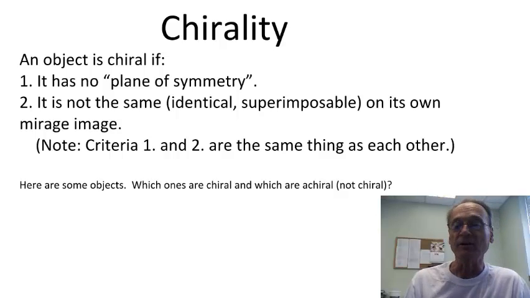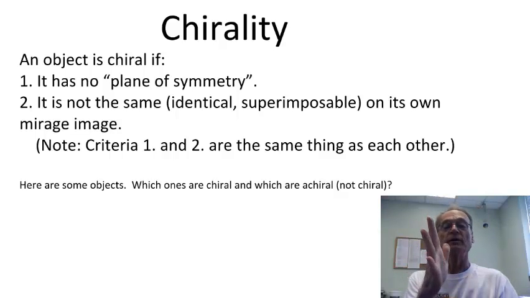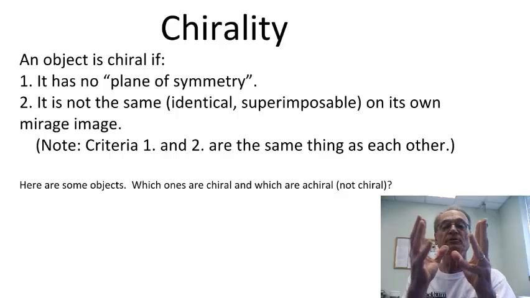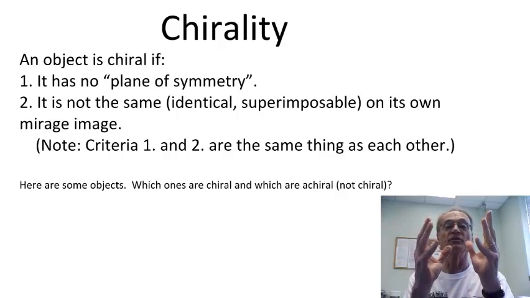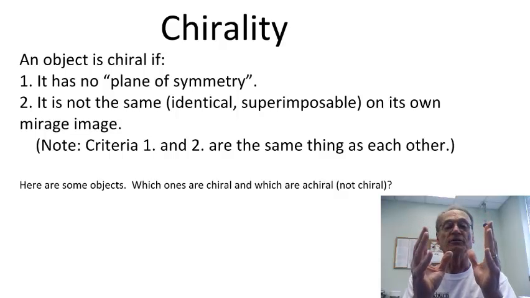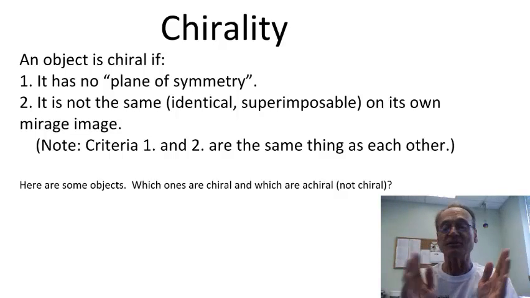Other words we use are identical or superimposable, but basically it means not the same as its mirror image. So here's one object. Here's its mirror image. Does everybody agree those are mirror images of each other? In other words, if this one looks in the mirror, it sees this one. So these are mirror images of each other. Now, everything has a mirror image. That's not the question. The question is, is it the same as its mirror image or not?